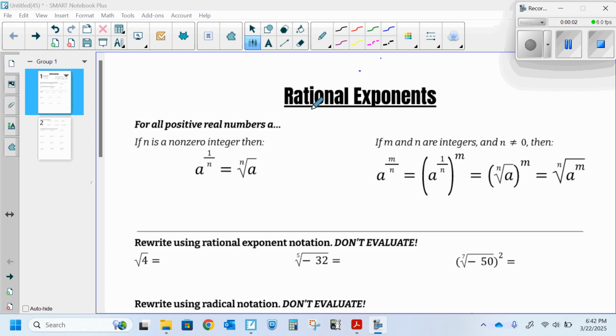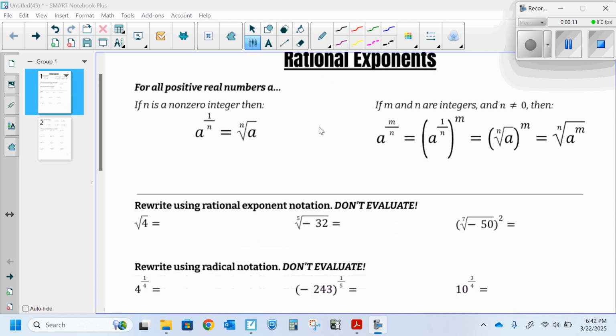Hi there. Today we are talking about rational exponents. Remember what a rational number is. It's any number that can be written as A over B. So basically we're talking about fraction exponents.